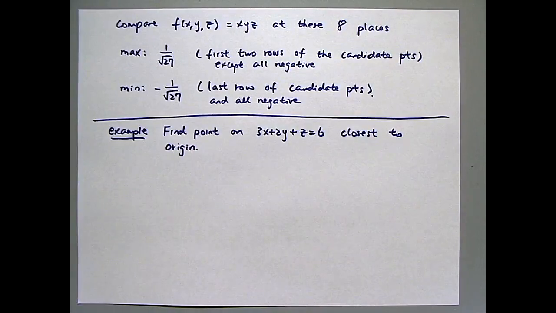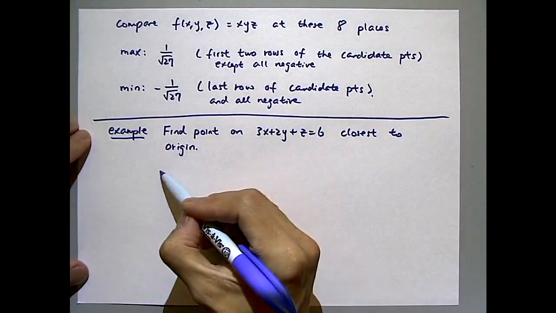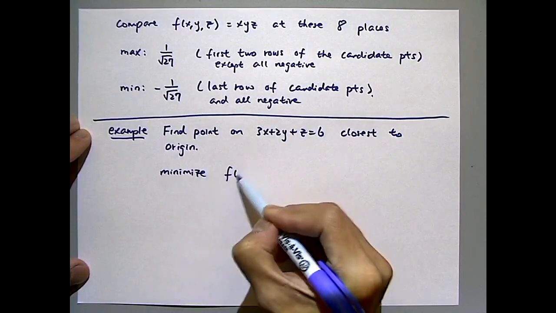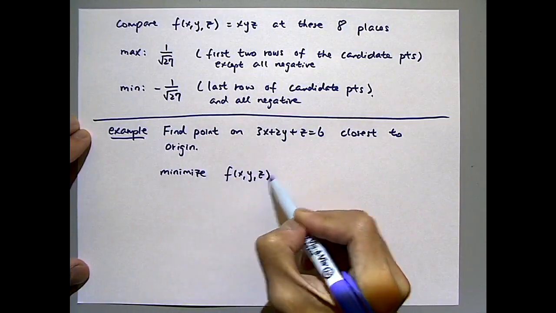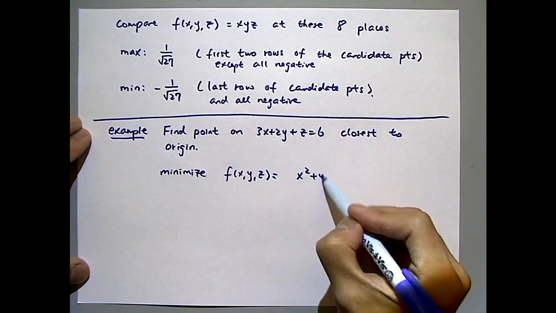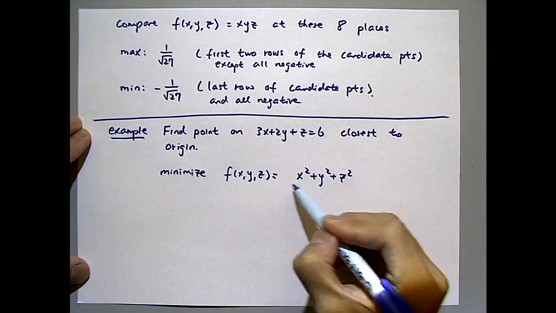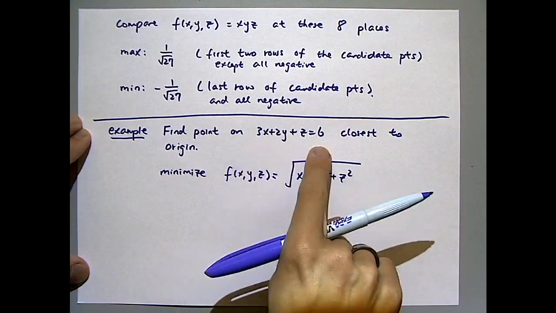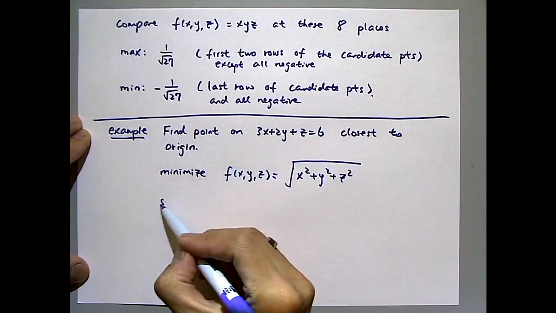Now, from the perspective of Lagrange multipliers, we could solve this problem. Because what this is saying is that we want to minimize the distance from some point to the origin, x squared plus y squared plus z squared under a root, right? Subject to the constraint that these 3 points stay on this plane. So that's our constraint.